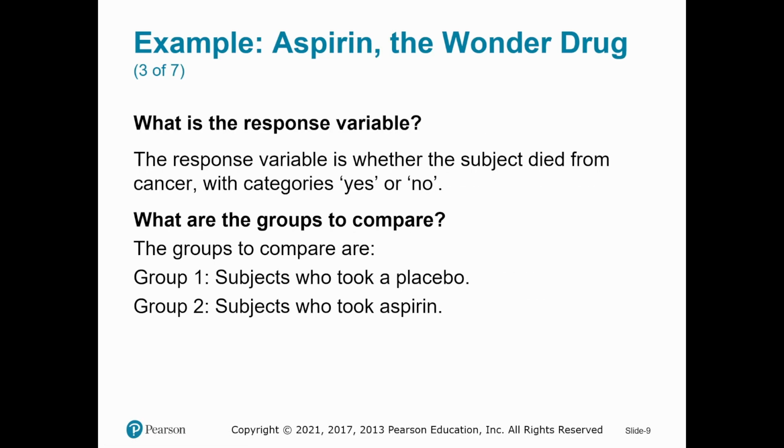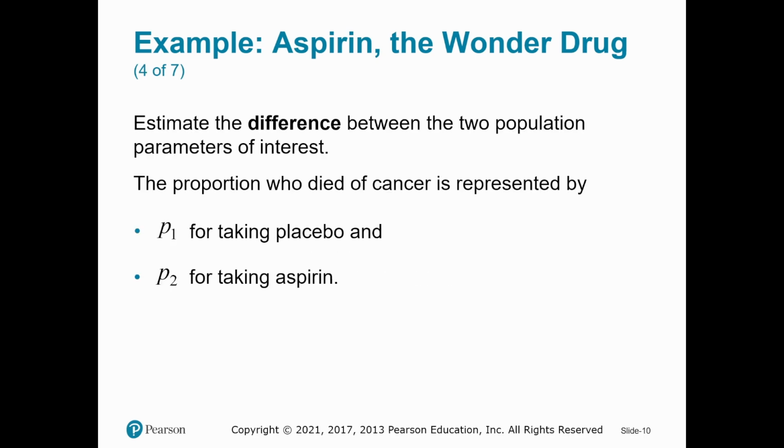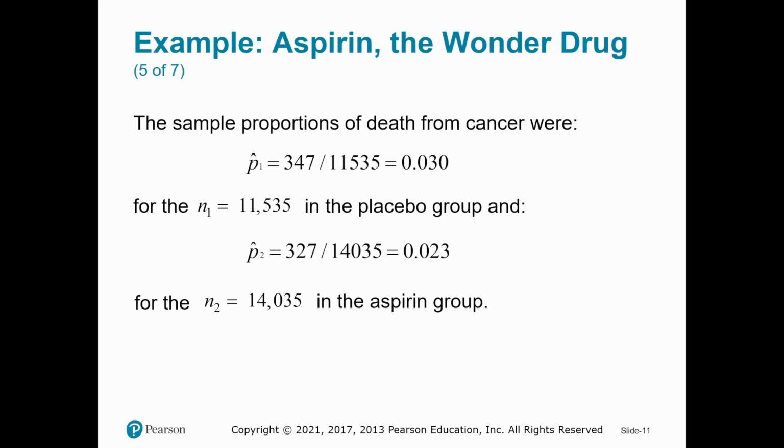Let's see how he does it. So group 1, subjects who took a placebo, and group 2 were the subjects who took the aspirin. Okay, so the first group will be the placebo group. We'll then estimate the difference by dividing those fractions and subtracting the decimals. And so here we're dividing the fractions and we get decimals. And here we're dividing the fractions and we get decimals. And this is the sample size in the first group. This is the sample size in the second group.